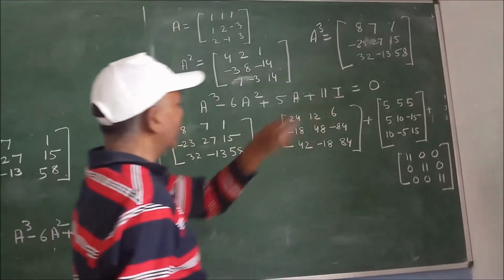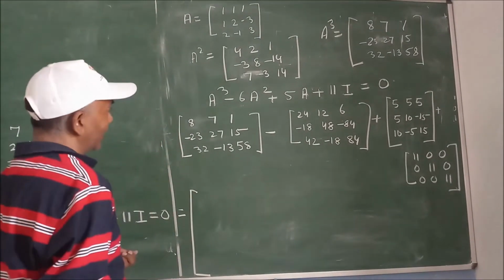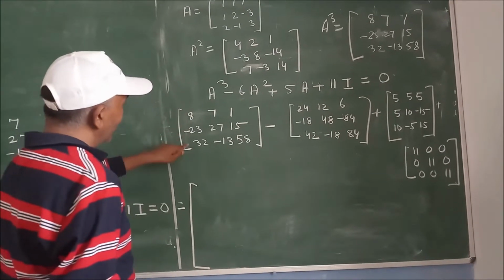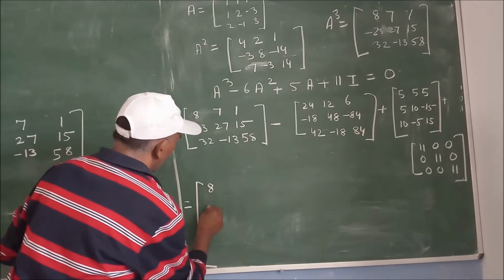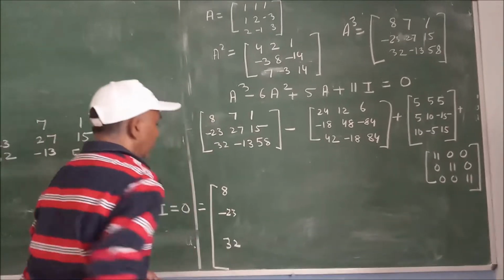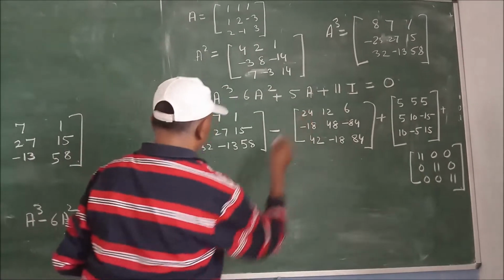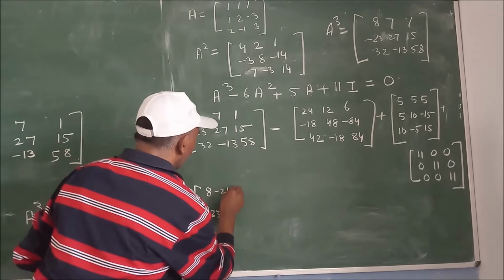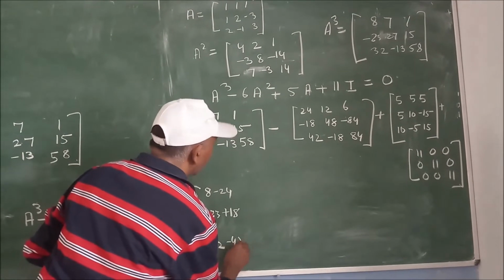And we have to add all these elements. So this will be equal to, see here how we will add. First you write all elements of this first column. So you can write 8, minus 23, 32. Minus this, so minus 24 plus 18 minus 42.